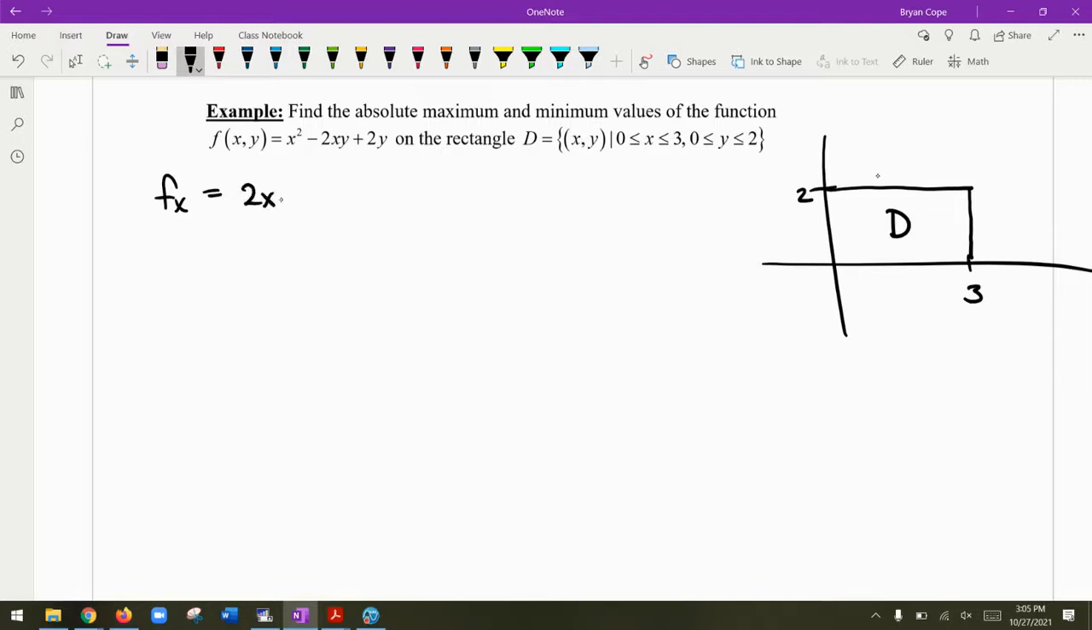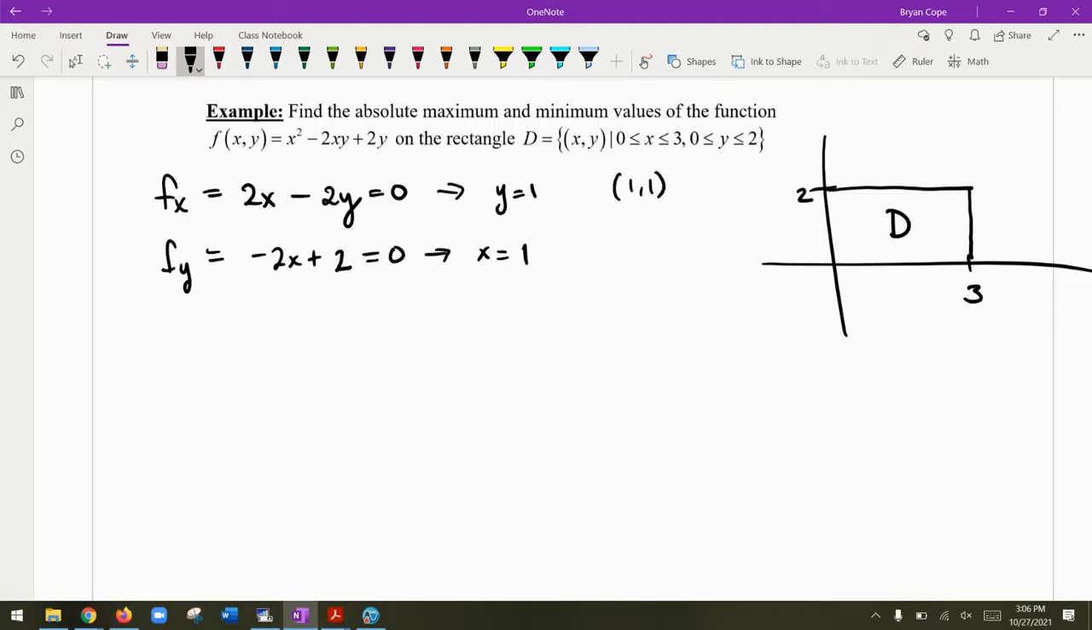f sub x is 2x minus 2y, and f sub y is negative 2x plus 2. Okay, that's convenient because this leads us to x equals 1. We don't really have to solve a system, do we? When we set the top thing equal to 0, that means that y must also equal 1. So that leads us to y equals 1. So our critical point is (1, 1).